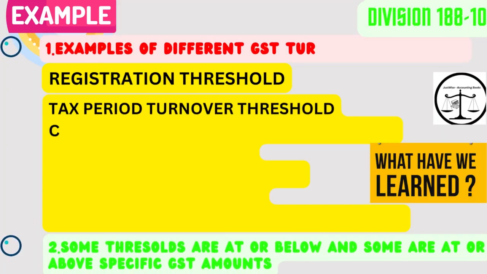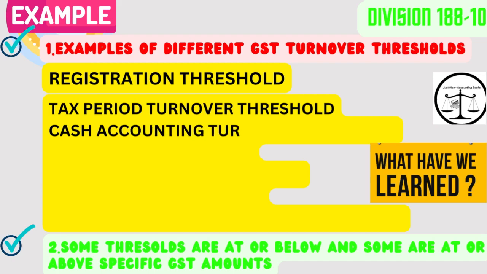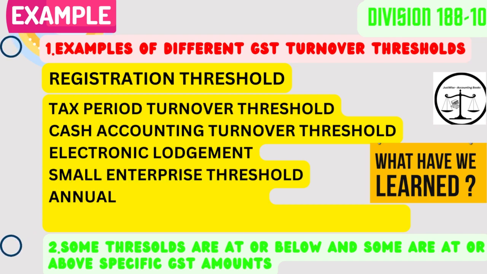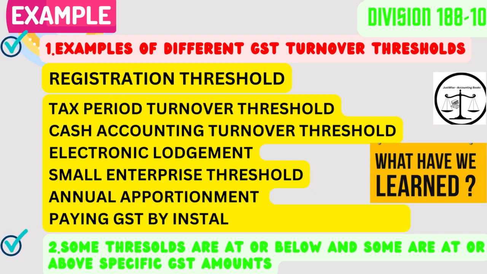So, in other words, friends, all turnover thresholds will have different GST turnover amounts and structures. For example, for some thresholds, the GST amount will be at or below a certain amount, and other thresholds would be at or above certain GST amounts.